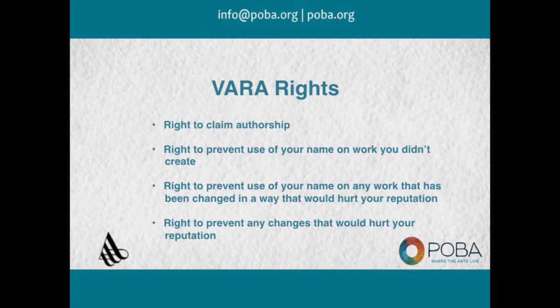And there are four main kinds of rights that you get with VARA. You get the right to claim authorship of your work. You get to make sure that your name is associated with your work and tell everyone that you did. Second, you have the right to prevent the use of your name on any work not created by you. The third right is the right to prevent the use of your name on any work that has been distorted, mutilated, or modified in ways that would hurt your reputation. And the fourth VARA right that you get is the right to prevent distortion, mutilation, or modification of your work in a way that would hurt your reputation.